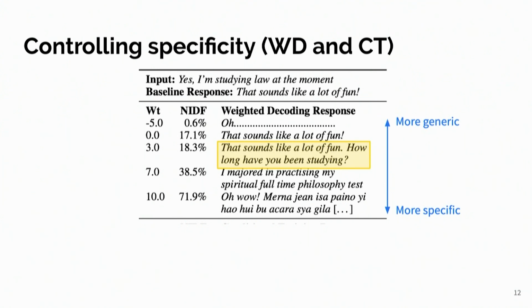When we turn up the specificity knob really high, then the whole thing just gets completely broken, and we just output all of the rarest words we know, which is just nonsense. And when we turn it down really low, then we say, oh, and a lot of dots, because that's the most generic thing. But I think the thing in yellow is kind of the best one on this slide. That sounds like a lot of fun. How long have you been studying? Which is a bit more specific. So if you can get the knob just right, then maybe you can get something which is better than what the baseline gave.